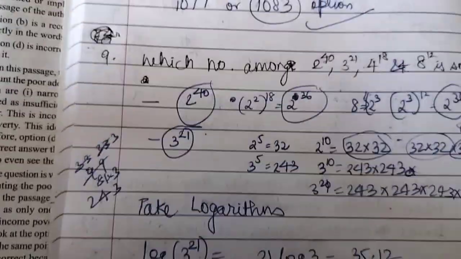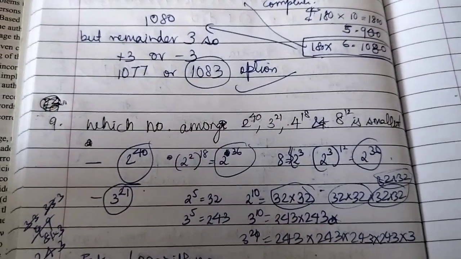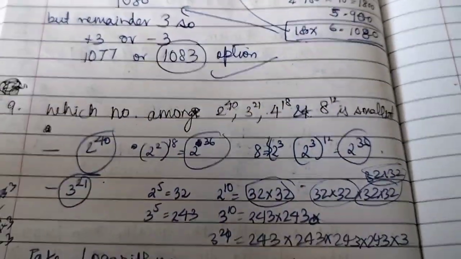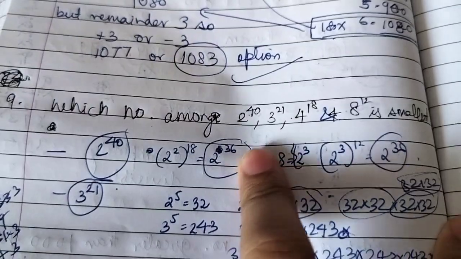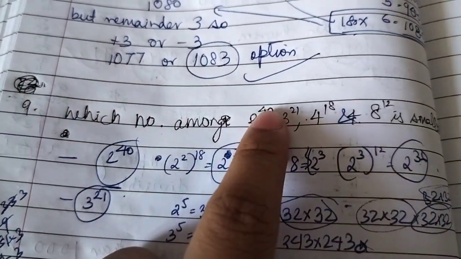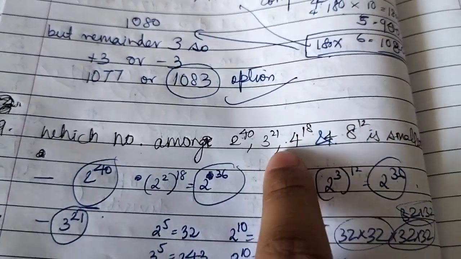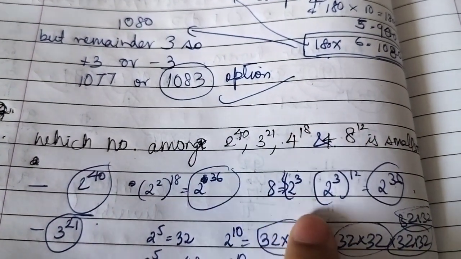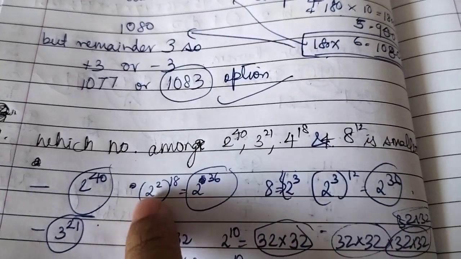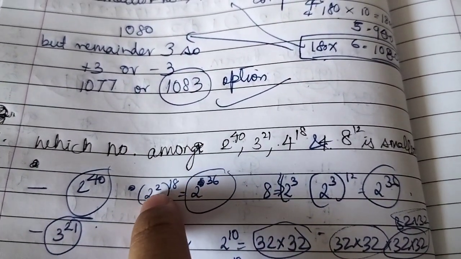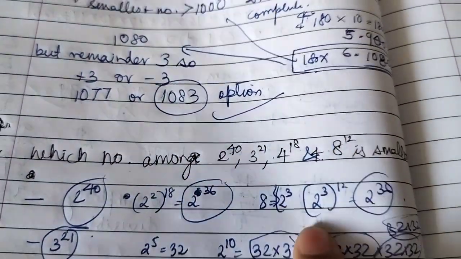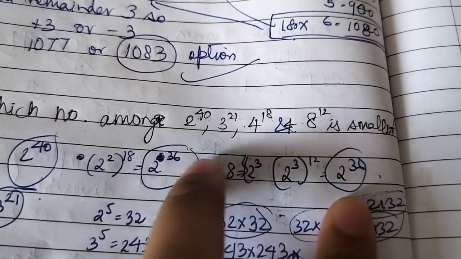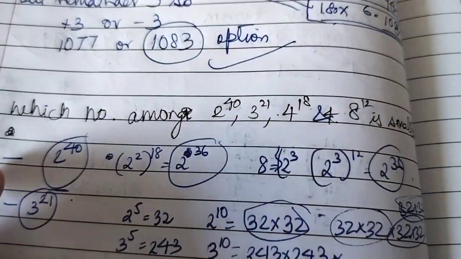Okay, now this is the other question. We had to find the smallest number. Okay, so this one is very easy. There's 240 here, then 4 power 18 can be written as 2 power 36, like this, right? 2 square is 4, and you can write it as 2 square, because that will be easier to compare with 2 power 40, right? And that's how you get to 2 power 36, 2 power 36, 2 power 40. So this is the biggest.